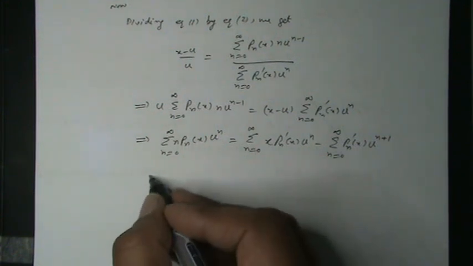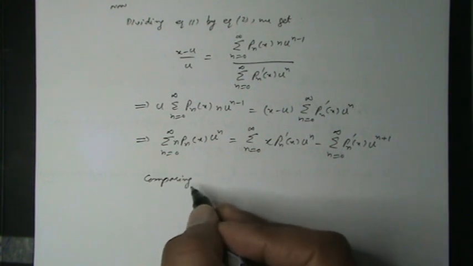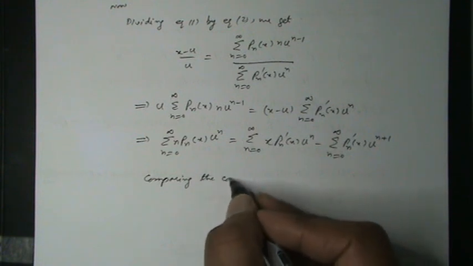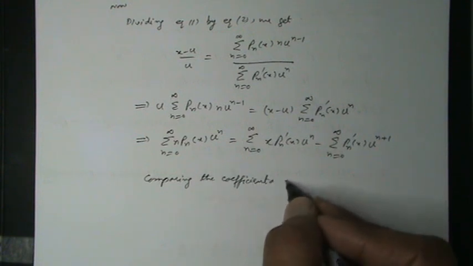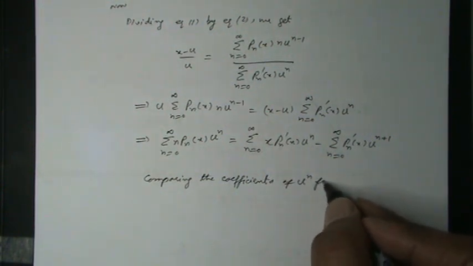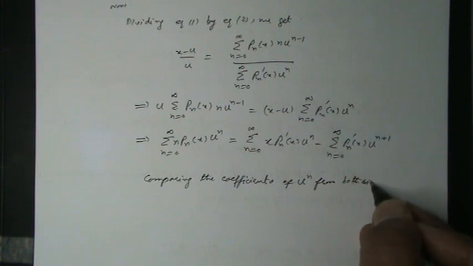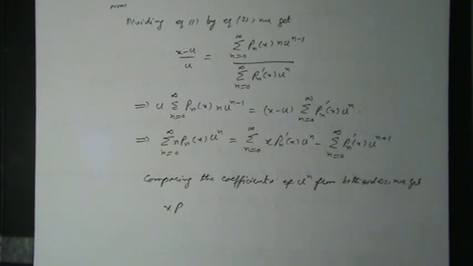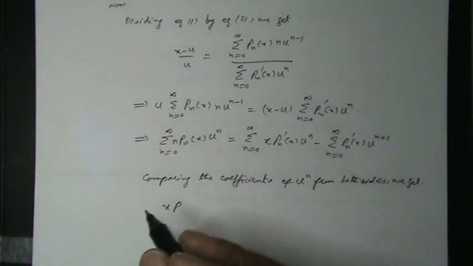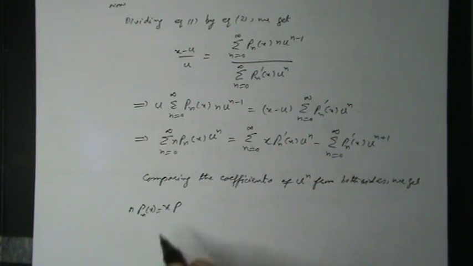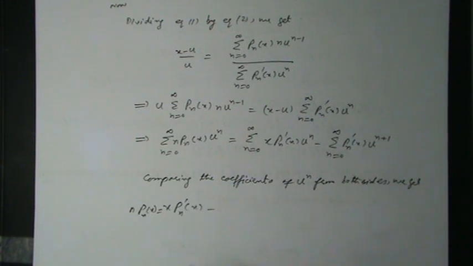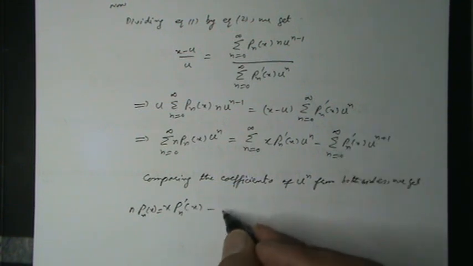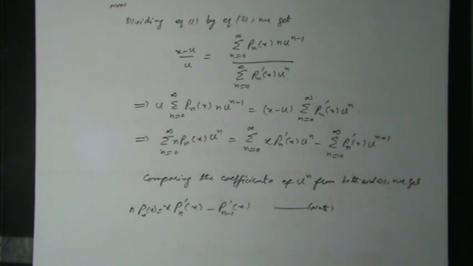Comparing the coefficients, or equating the coefficients of u^n from both sides, we get, on this side, n Pn(x) equal to, this term will be x Pn dash (x) minus, this term can be written as Pn minus 1 dash (x). Note it and remember.